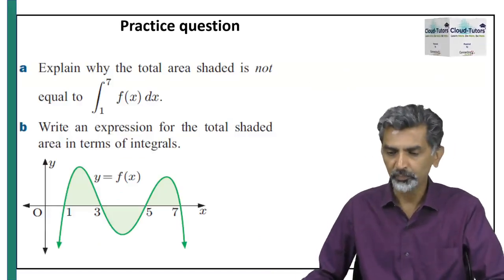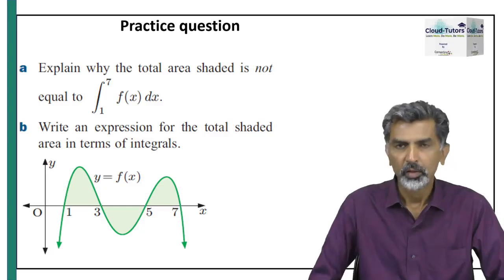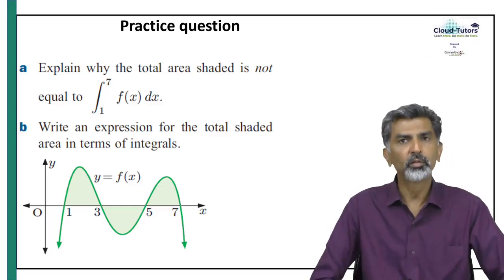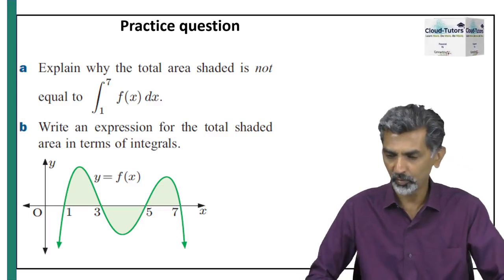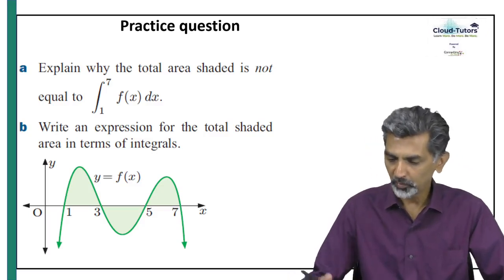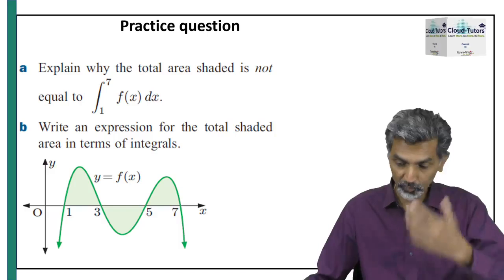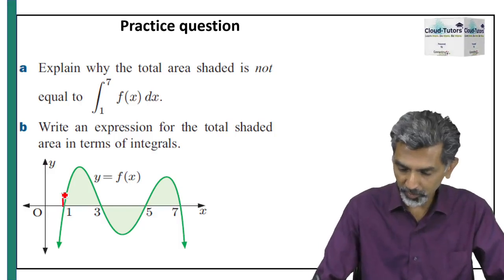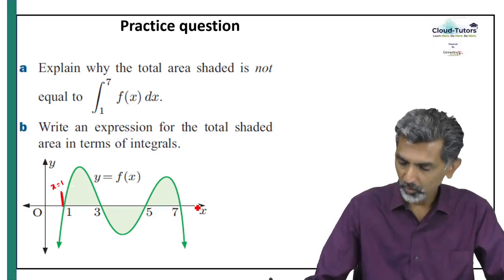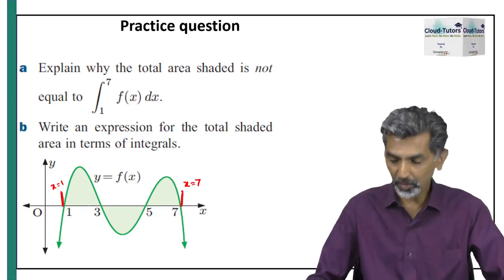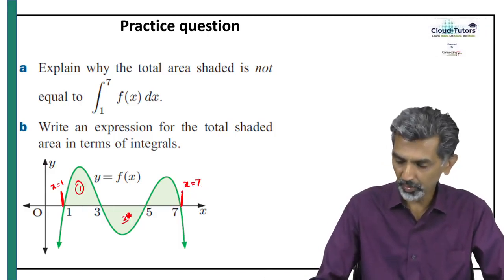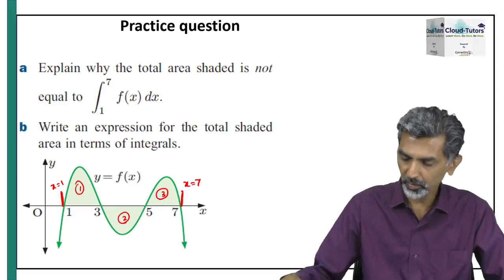Now let's come to this. This is an interesting question, again designed to reinforce your conceptual understanding of this topic. Now we have a shaded region of this function, and it's going from x is equal to 1 here to x is equal to 7 over here, and it's got three parts.